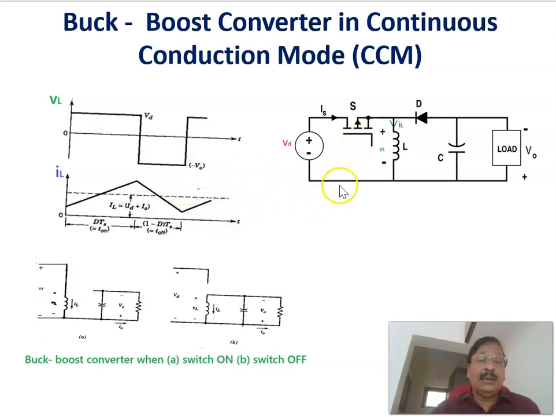In that case, the voltage across the inductor is the same as the input voltage, plus Vd. Since, as you know, VL equals L di by dt, and the voltage across the inductor VL is positive, diL by dt will be positive. That is why the current through the inductor has a positive slope, that is, it increases linearly.